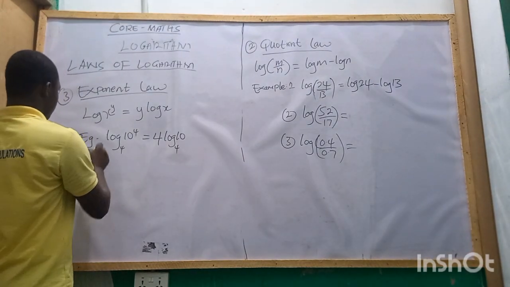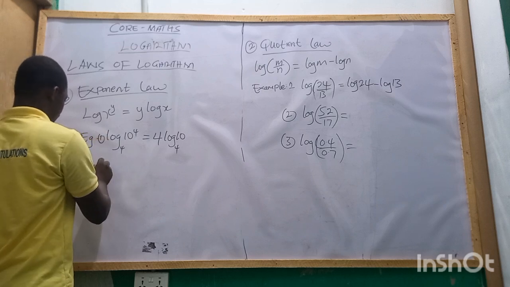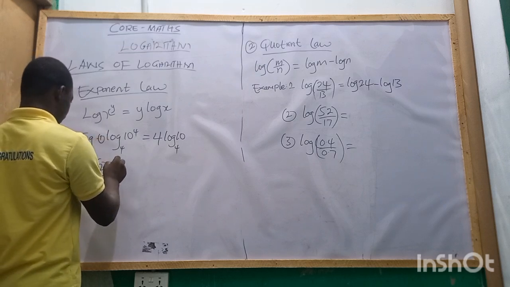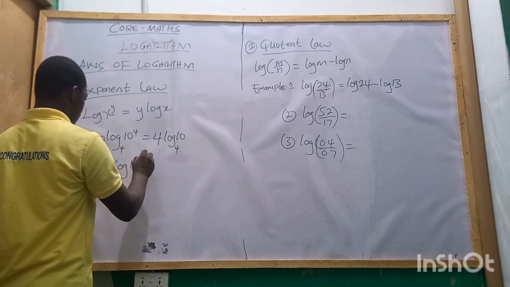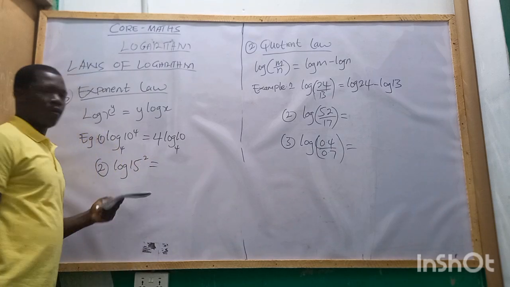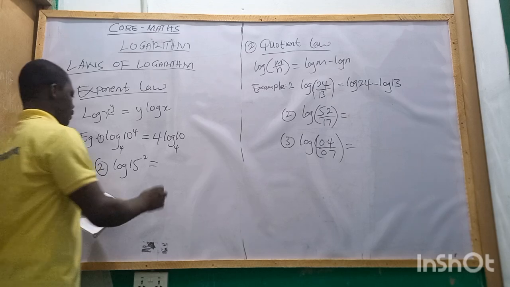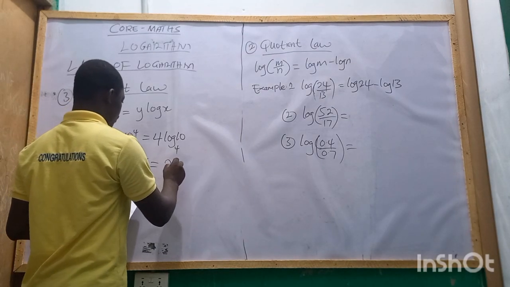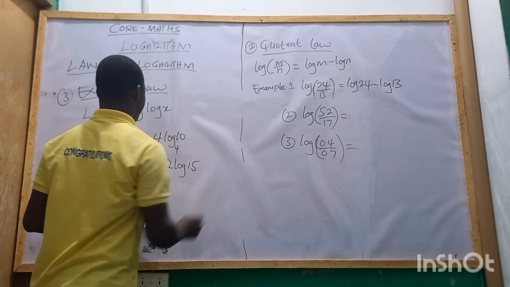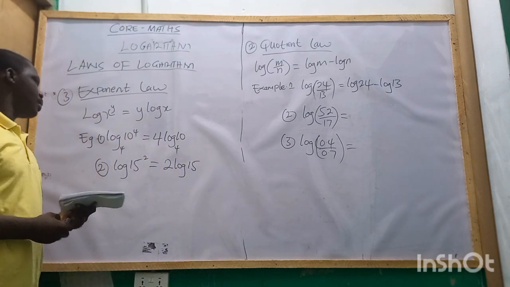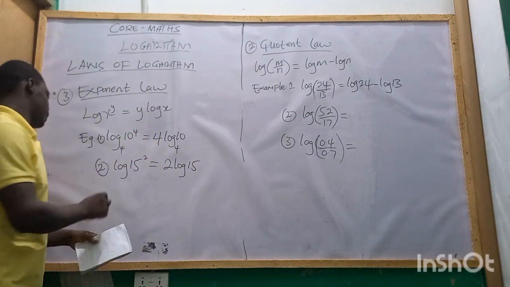So example, this is example 1. So log of 15 squared, which will be equal to what? 2 log what? 15. Very simple. 2 log 15. So try this one.